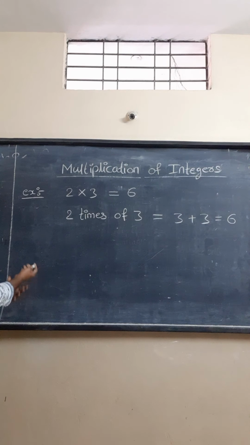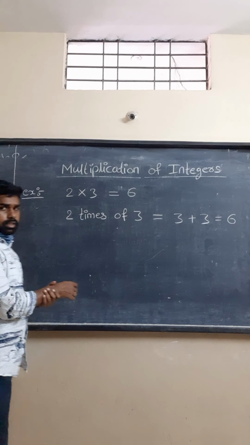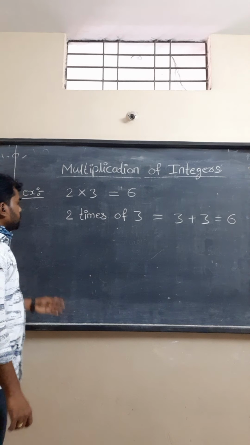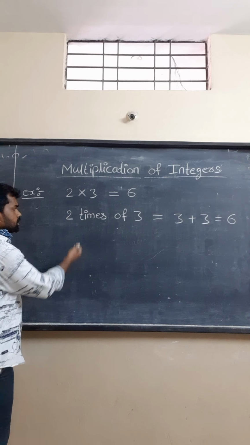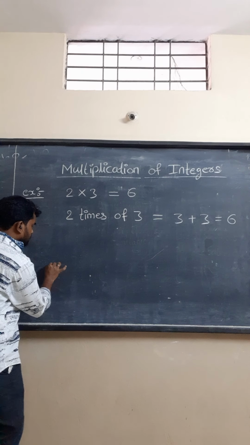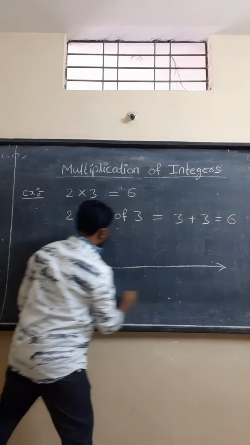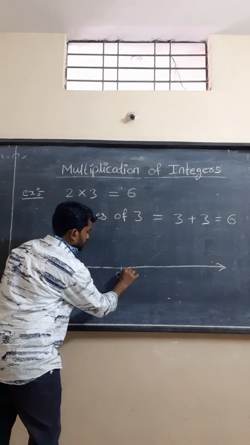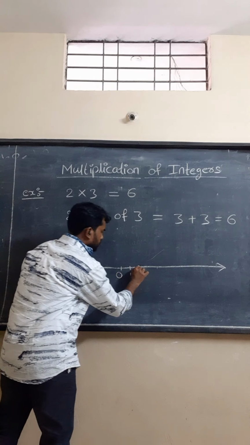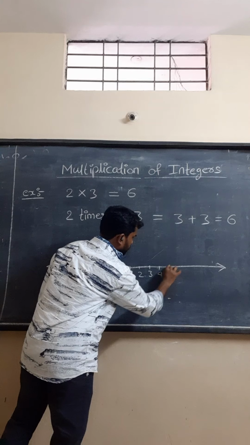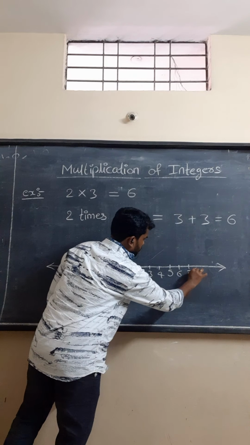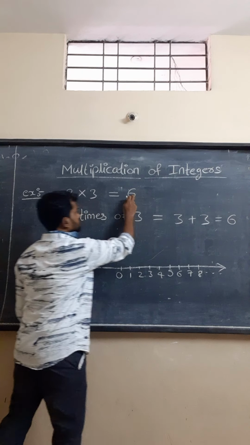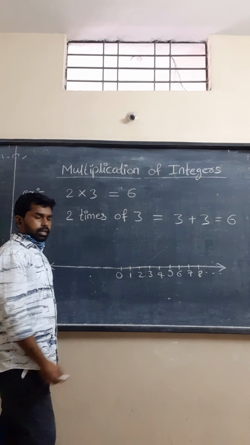First we will see how to represent this multiplication on the number line. Then afterwards we can go for the other example. How to represent this multiplication on the number line? First draw the number line. Here I am taking 0. The right side of 0 has all positive numbers: 1, 2, 3, 4, 5, 6, 7, 8, and so on. The answer we got is 6, so minimum up to 6 we need to write on the number line.